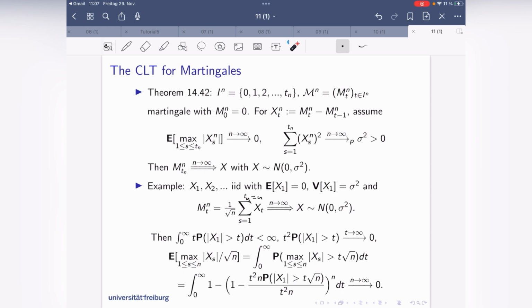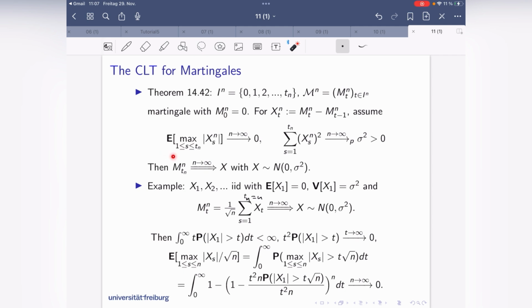First, the following. So this here is the expectation of X1. No, that's not it, that's the variance. So that's the variance of X1, and that's finite. And we also need something here: this must converge to 0. That means the probability that X1 is bigger than t drops faster than 1 over t squared. And if we have this, we can apply the martingale central limit theorem.